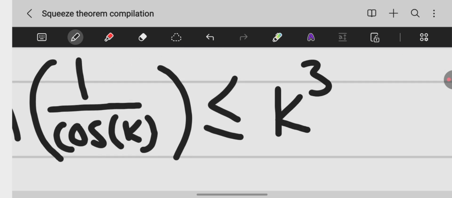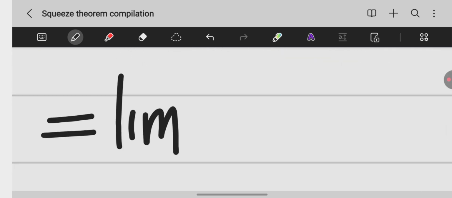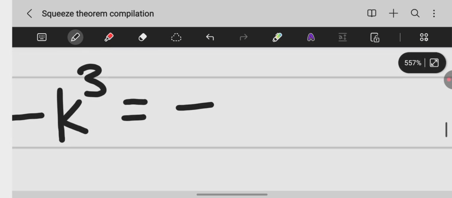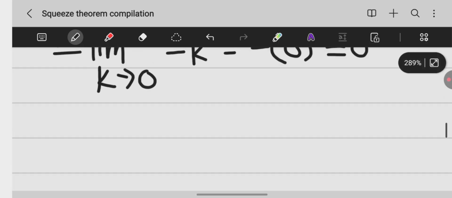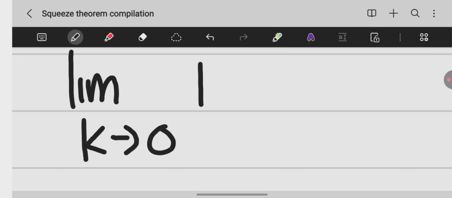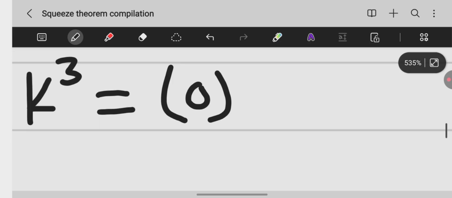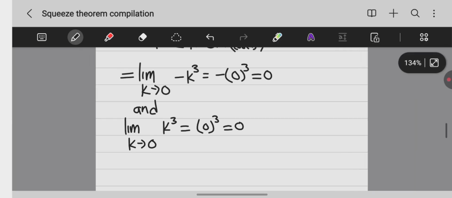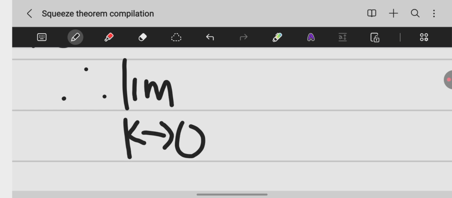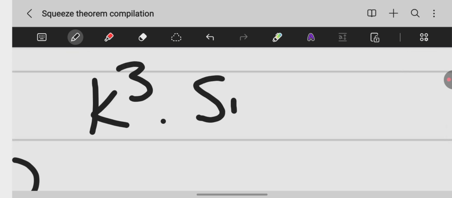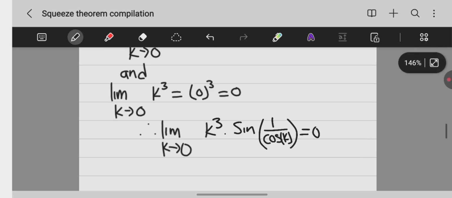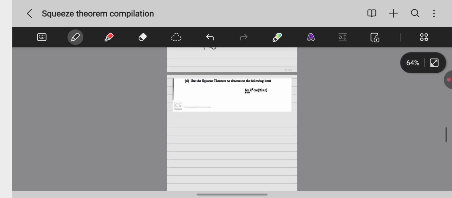So this is equal to the limit as k approaches 0 of negative k cubed. This gives you negative 0 cubed, which is 0. And the limit as k approaches 0 of k cubed is equal to 0 cubed, which is 0. And so by default, because we have the same limits, that would mean the limit as k approaches 0 of k cubed times sine 1 over cosine k is also equal to 0. And that's how you answer that kind of squeeze theorem.